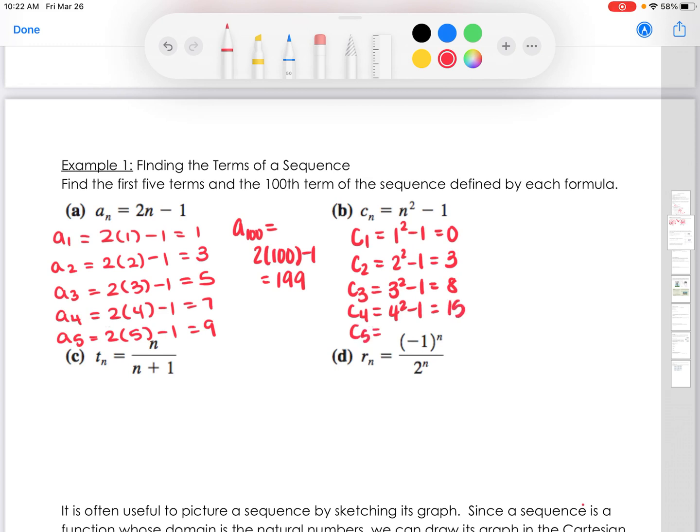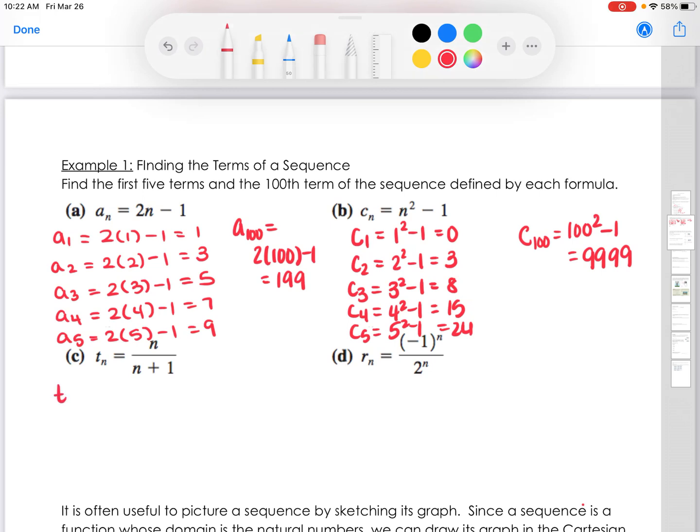C sub 5 is going to give us 5 squared minus 1, so 24. And C sub 100 is going to give us 100 squared minus 1. That's going to give us 9,999. All right, you may want to pause this video and try the next two. All right, so let's take a look at these next ones.